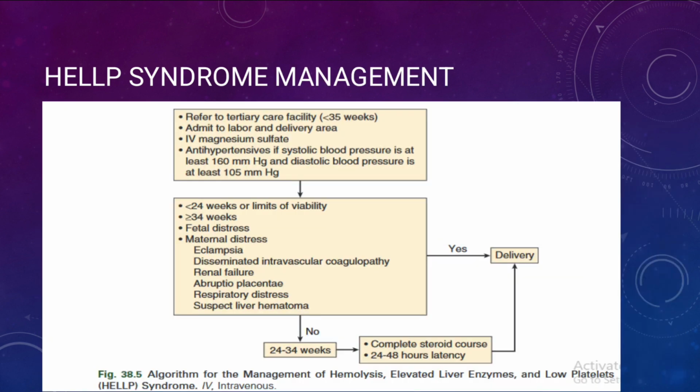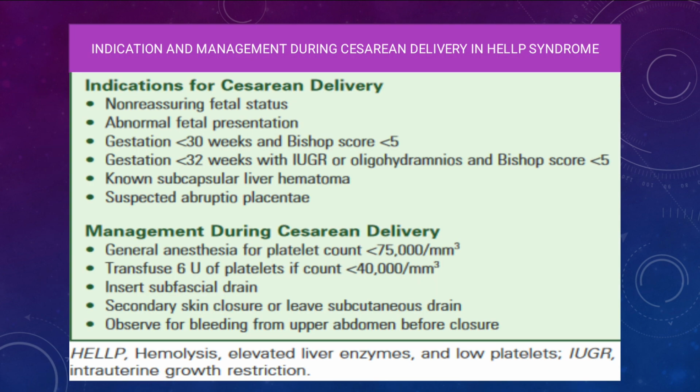Okay, then HELLP syndrome management: refer to a tertiary care center, admit to the labor delivery area, IV access should be started, antihypertensives should be continued, and BP target should be maintained. Less than 25 weeks is the limit of viability; more than 35 weeks or fetal distress, deliver. If there is maternal distress, eclampsia, DIC, renal failure, abruption, respiratory distress, or suspected liver hematoma, then deliver. If no, you can wait, complete the steroid coverage, 24 to 48 hour latency, then you can deliver.